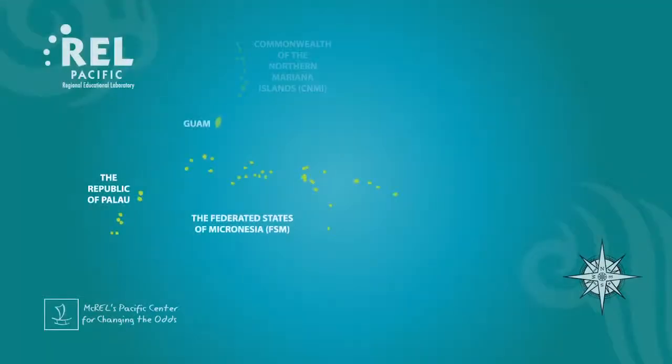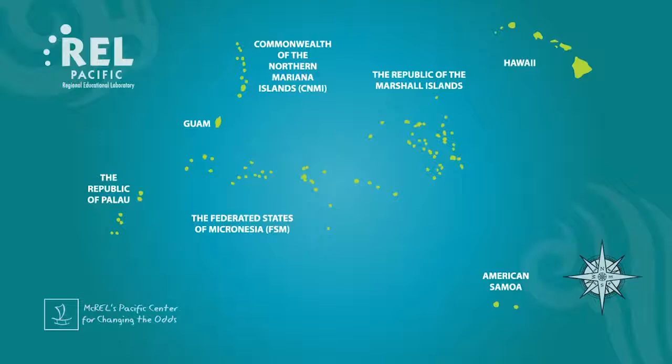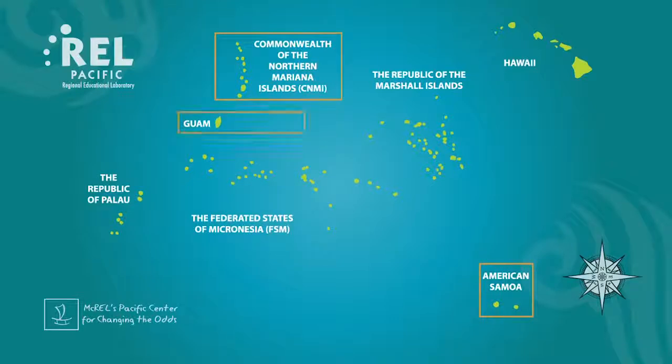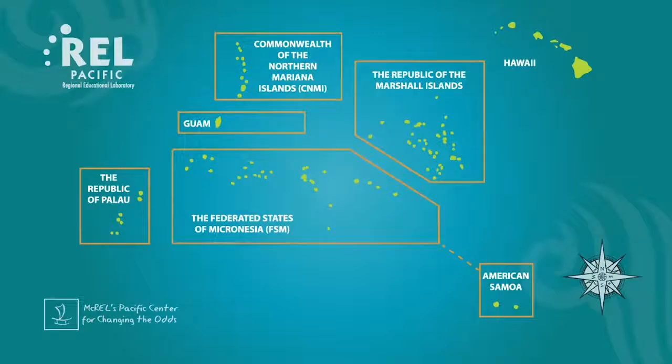We serve education stakeholders in 3 U.S. Pacific territories: American Samoa, the Commonwealth of the Northern Mariana Islands, and Guam, as well as 3 nations in free association with the United States: the Republic of the Marshall Islands, the Republic of Palau, and the Federated States of Micronesia, which includes the 4 states of Chuuk, Kosrae, Pohnpei, and Yap. We also serve the state of Hawaii.